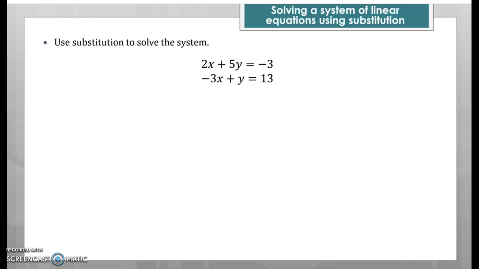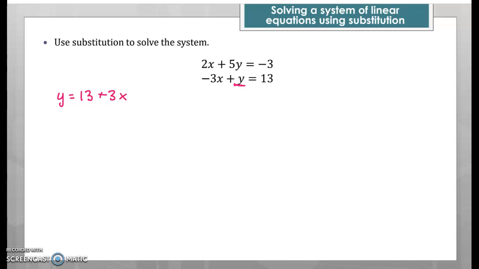Everybody, in this video we're going to talk about how to use substitution to solve the system. The first thing we want to do is isolate one variable in one of the equations. I see that I can isolate this y fairly easily, and I can do that by adding 3 to both sides of this bottom equation. So I get y equals 13 plus 3x.